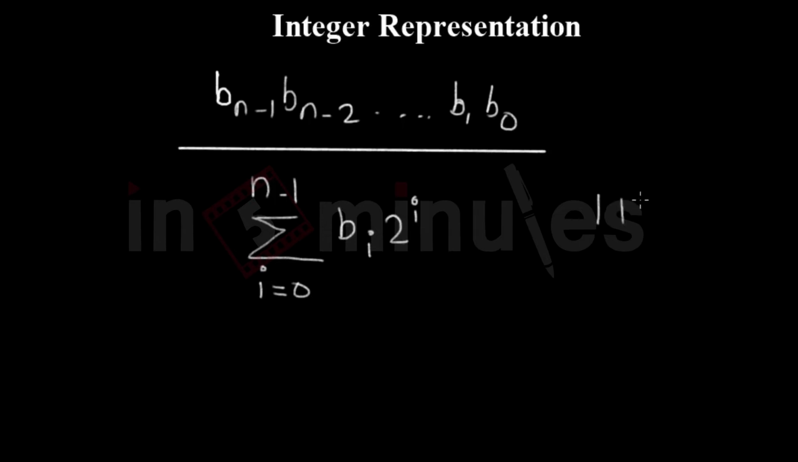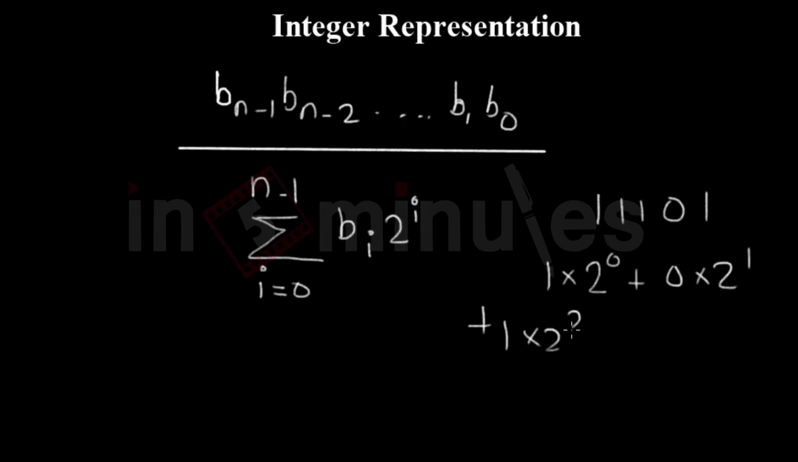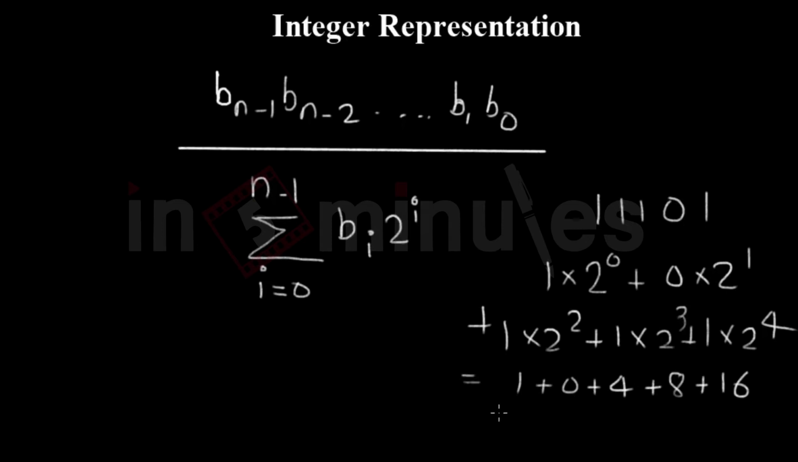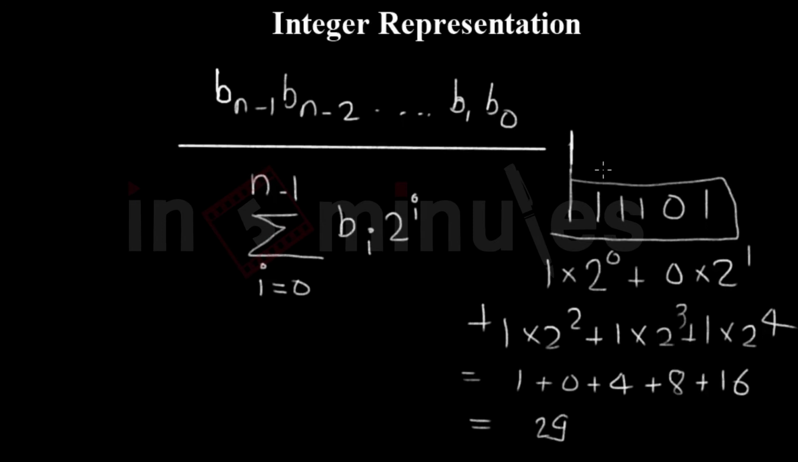Let's have 1, 1, 1, 0, 1. This is the number. What is the integer value? The integer value can be given by 1 into 2 raised to 0, plus 0 into 2 raised to 1, plus 1 into 2 raised to 2, plus 1 into 2 raised to 3, plus 1 into 2 raised to 4. So basically it's going to be 1 plus 0 plus 4 plus 8 plus 16, which is equivalent to 29. So in this way, the sequence of binary bits can represent an integer.